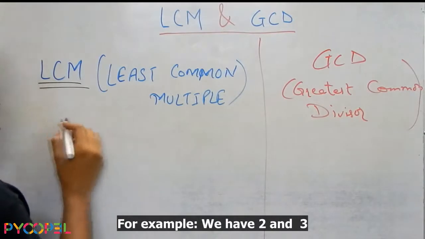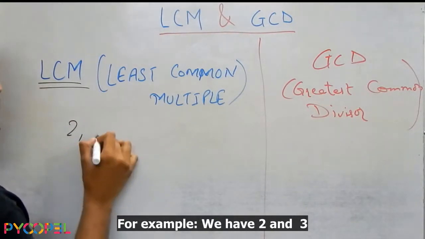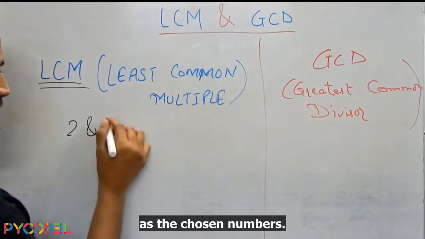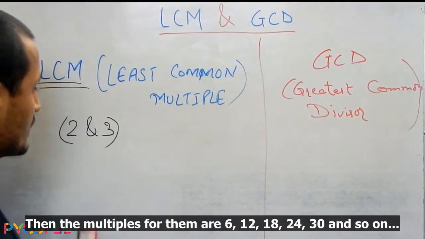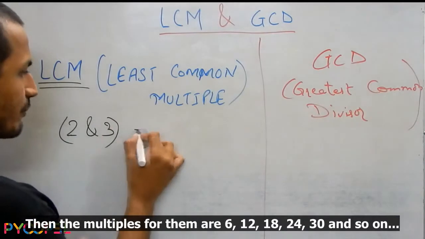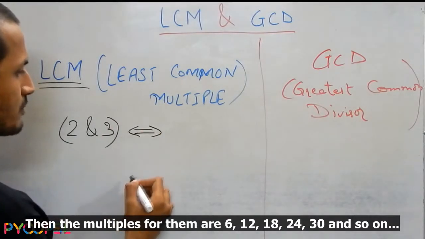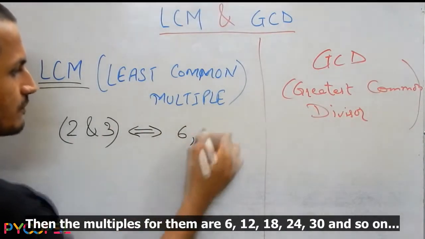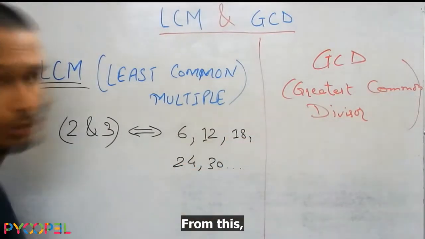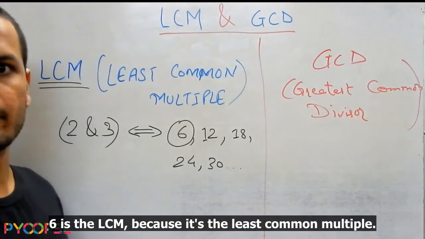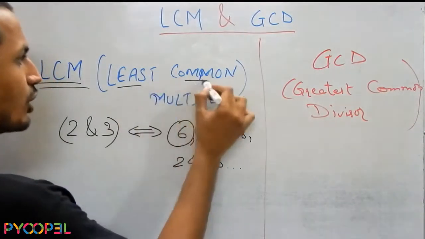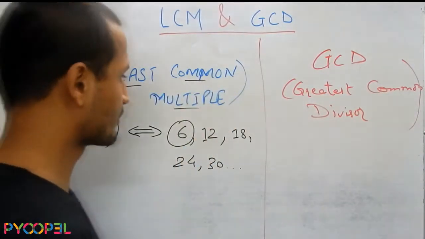For example, if we have 2 and 3 as the chosen numbers, then the multiple for them is 6. From this, 6 is the LCM because it's the least common multiple.